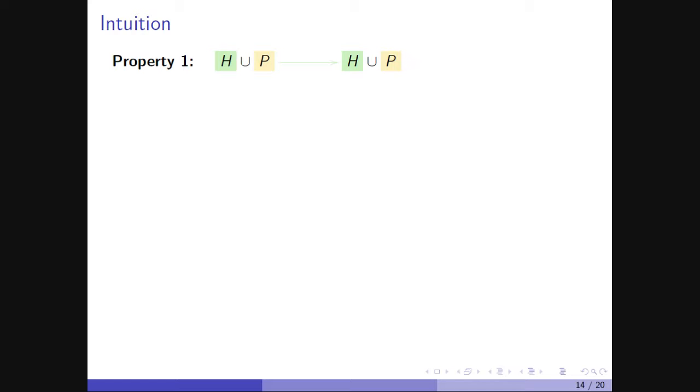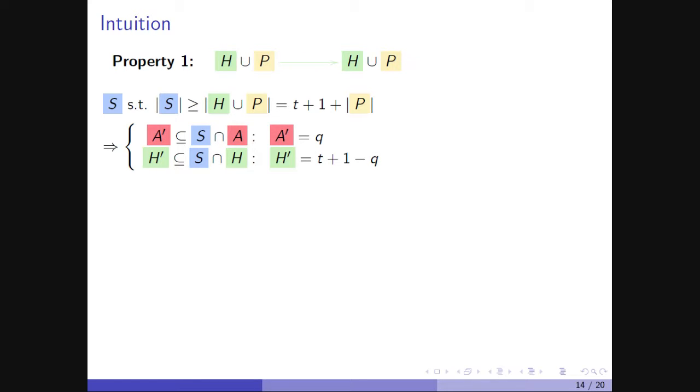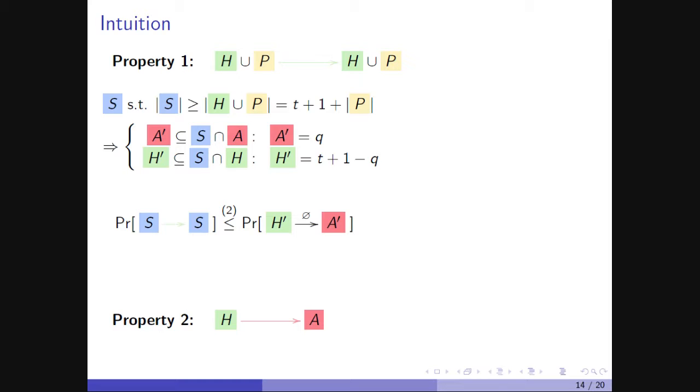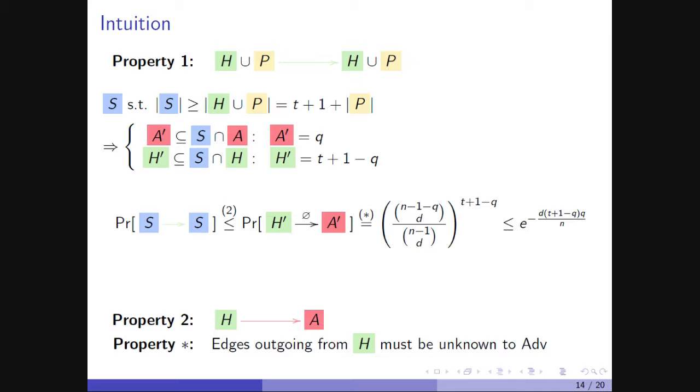Property one tells me that the set of honest and passive guys is self-consistent. So that's promising. What about other sets that are as large? Well, they must contain some active guys and some honest guys. And the probability that the set is self-consistent is bounded by the probability that the honest component of the set is disconnected from the active component of that set, by property two. You can evaluate that probability by using the uniformity of the honest edges. And this number here is a very low quantity that survives a union bound. So H union P is very likely the largest self-consistent set.